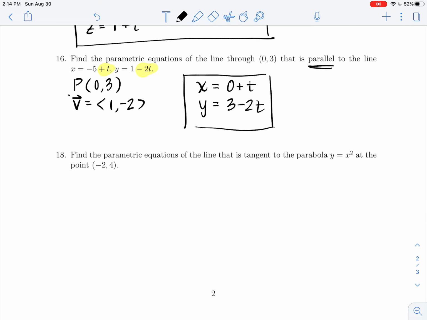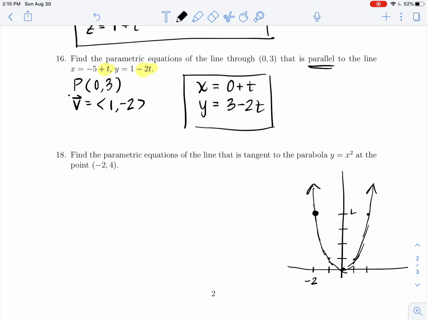All right, one more example to finish off this page. Find the parametric equations of the line that is tangent to the parabola y equals x squared at the point (-2, 4). Now, you most certainly do not need to sketch this, but let's just take a look at what we're working with. All right, here is the parabola y equals x squared. And we want the parametric equations of the line that is tangent to the parabola at (-2, 4).